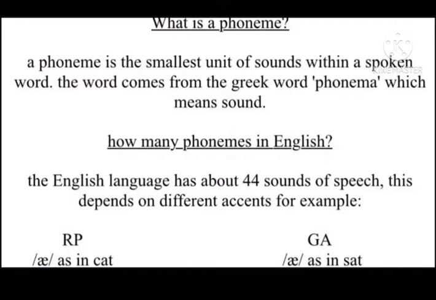How many phonemes in English? The English language has about 44 sounds of speech. This depends on different accents. For example, A, cat, set.